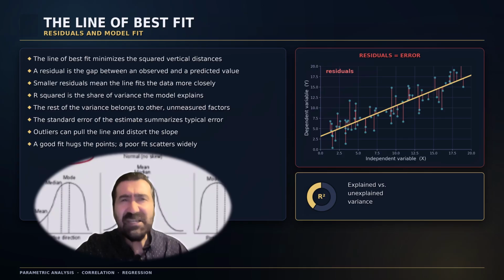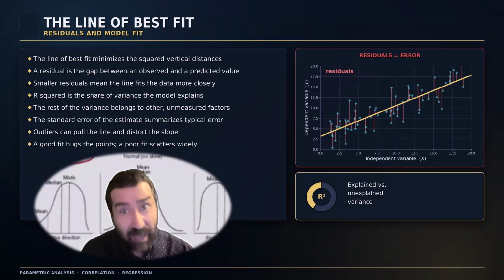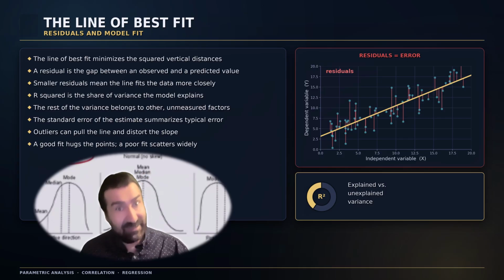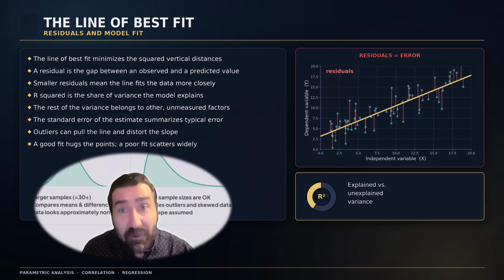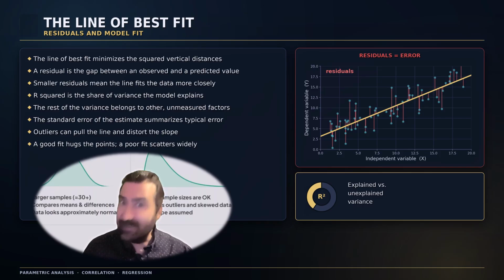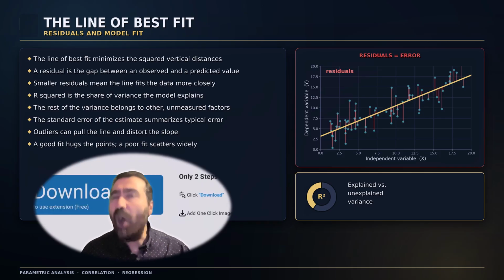A residual is just the gap between what really happened and what our line predicted. Picture a single data point sitting a little bit above the line. That short vertical distance from the point straight down to the line, that is the residual. It is simply our prediction error for that one case.